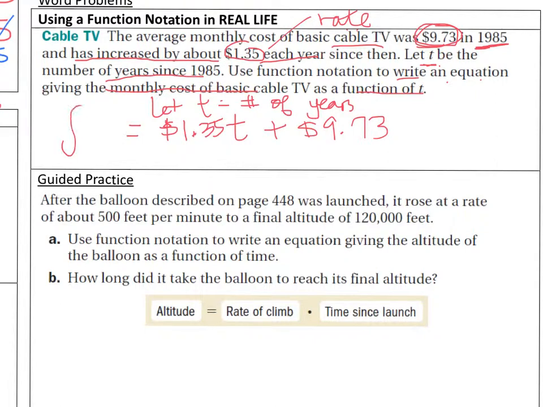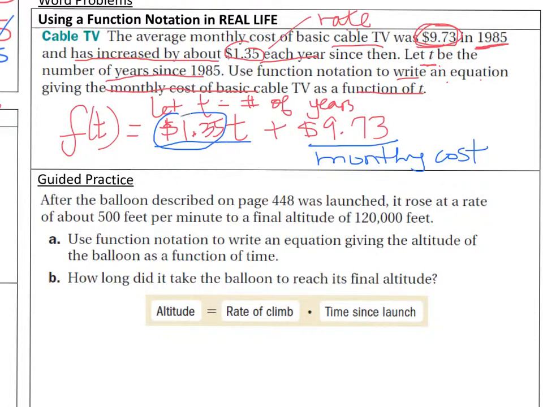And I could set up a function for this situation. So one more time, you need to pay a monthly cost of $9.73, and every year the price increases at a rate of $1.35, and you got to multiply it to t. And that's our answer, this one.